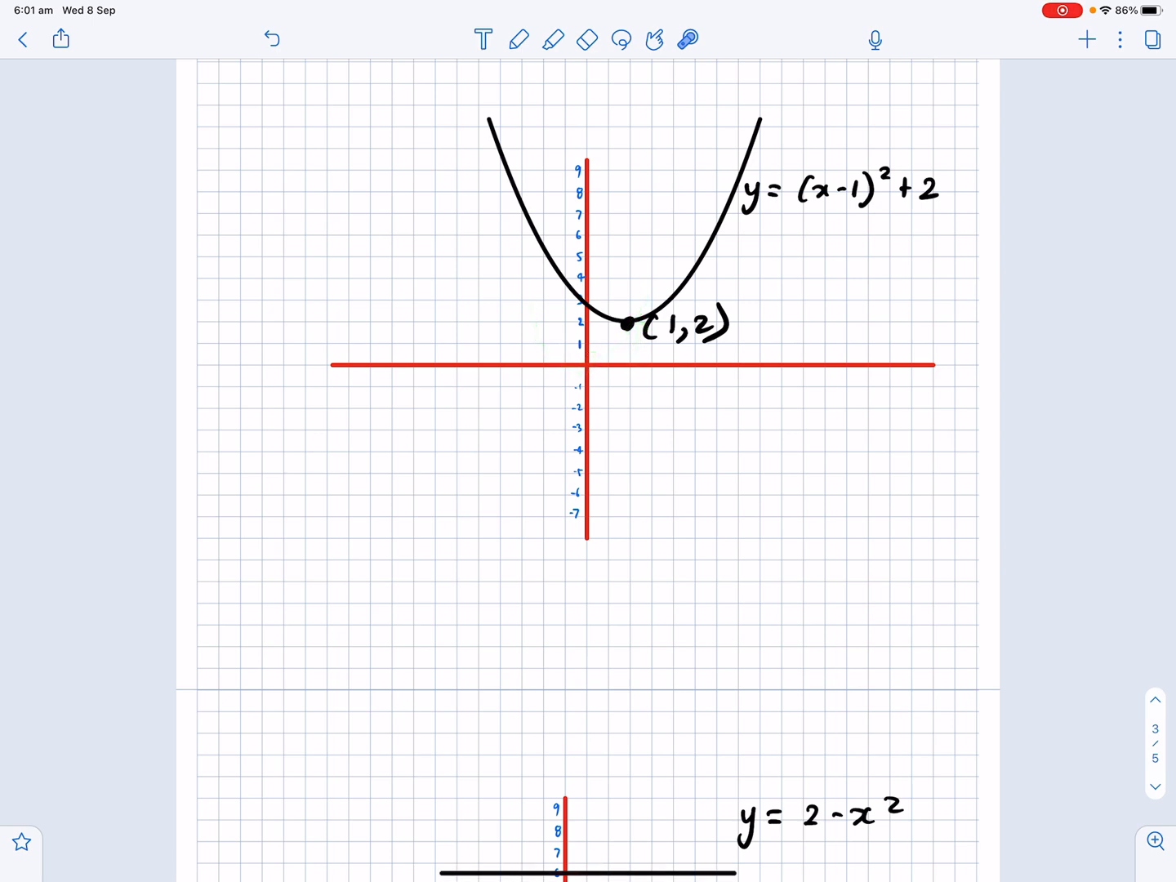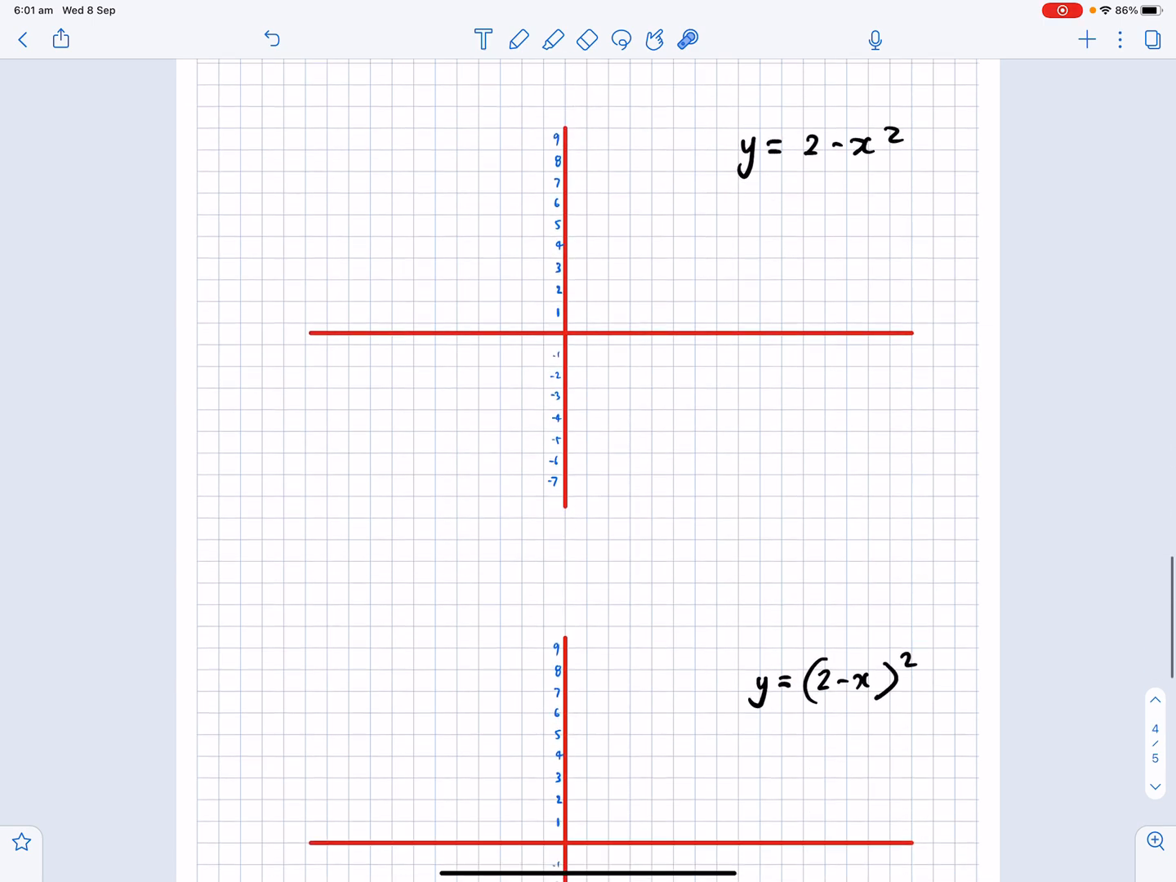Again, if you want to find the y-intercept, just let x is equal to 0, and you end up with y is equal to 0 minus 1 all squared plus 2, which is 1 plus 2, which is 3. So in fact, I got that one there pretty much perfect. Okay, cut the y-axis at 3.